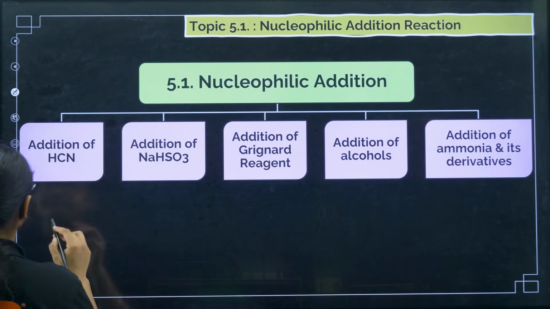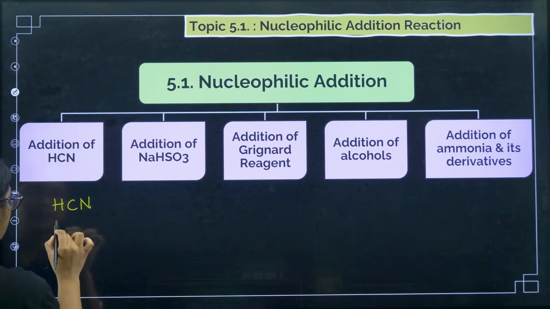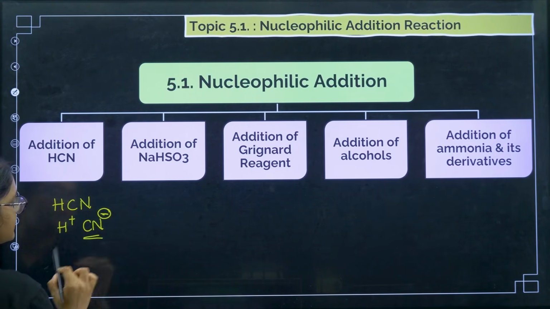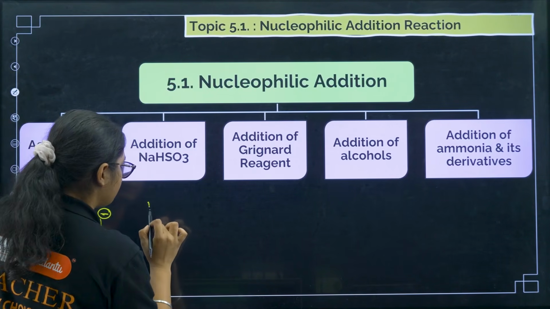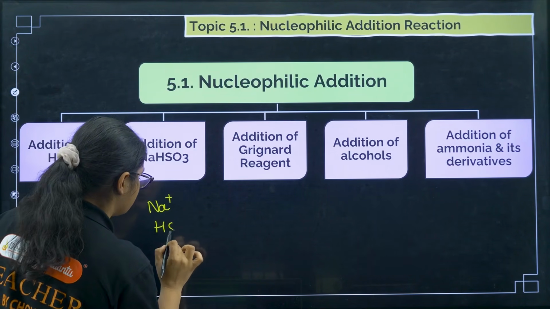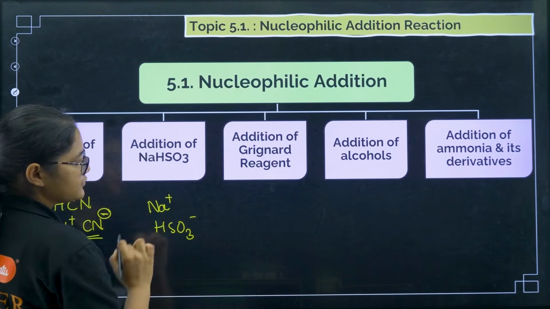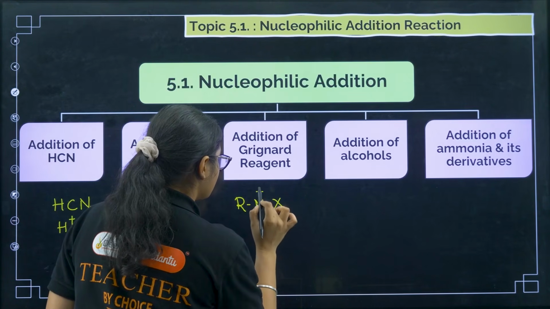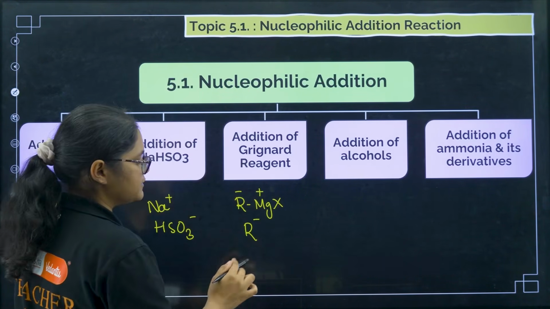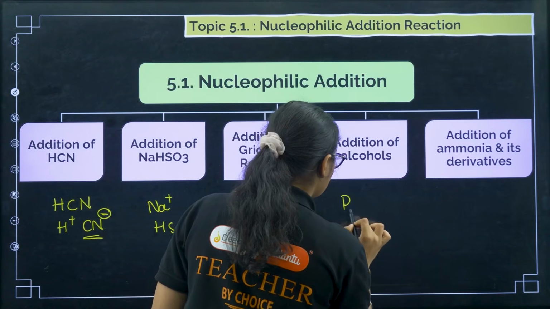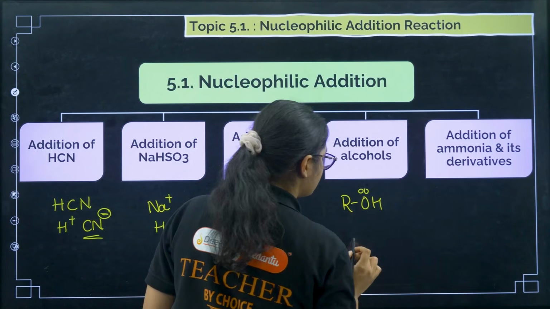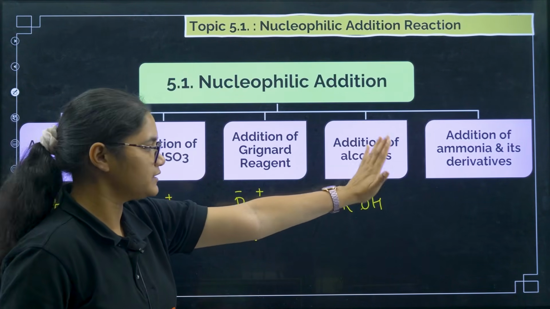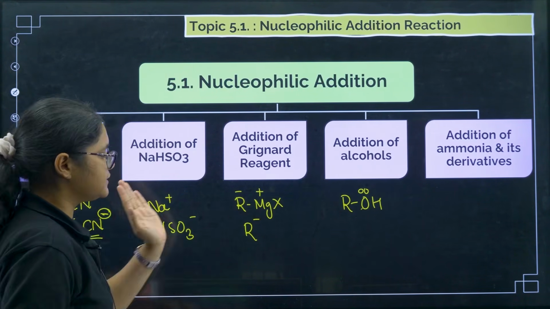Now if you see HCN, H plus is there and CN minus is there. So what is the nucleophile produced here? CN minus, right? Similarly, Na plus is there and HSO3 minus is there. So what is the nucleophile here? HSO3 minus. In Grignard reagent, you have RMgX, so you have R minus and MgX plus, so R minus is the nucleophile. Alcohol, you have ROH, oxygen has the lone pair, so this oxygen is the nucleophile. Now ammonia and its derivative is a little different case, we will talk about that in detail. Okay, now let's see these 4 first.